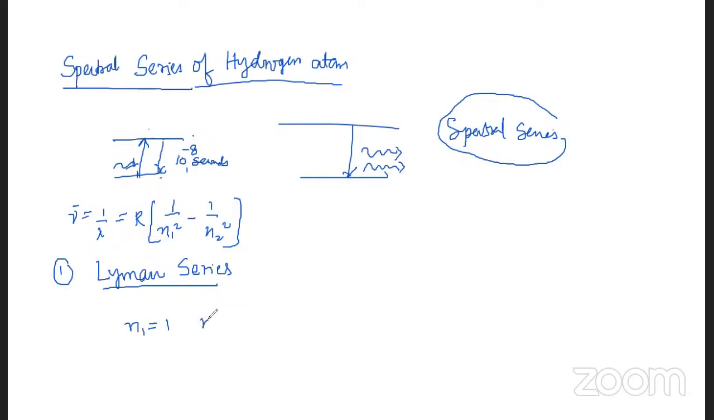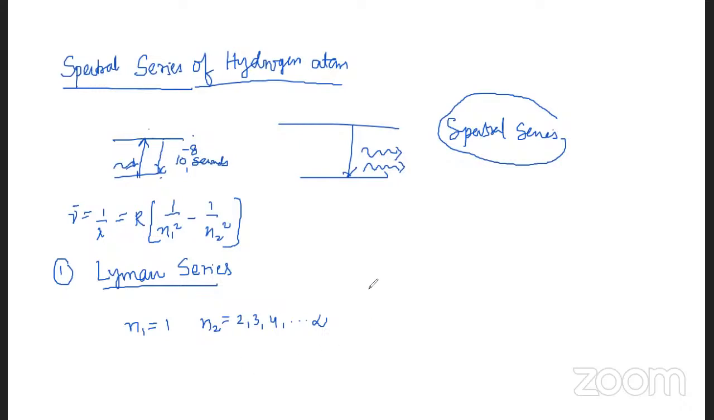N2 is the outer orbit. It may be the second orbit, third orbit, fourth orbit or infinite orbit. That means if the electron jumps from 4 to 1, or 3 to 1, or 2 to 1, or infinity to 1, whatever it may be, we call it the Lyman series. N1 equal to 1 is the K orbital.